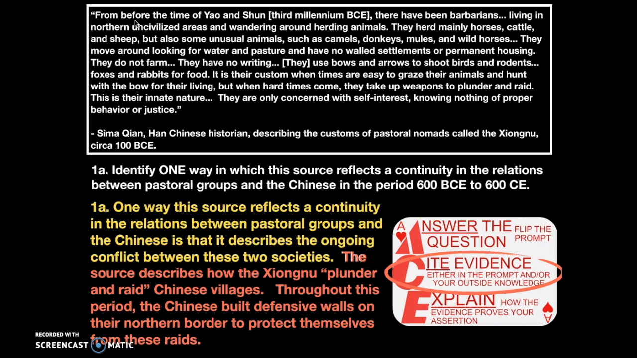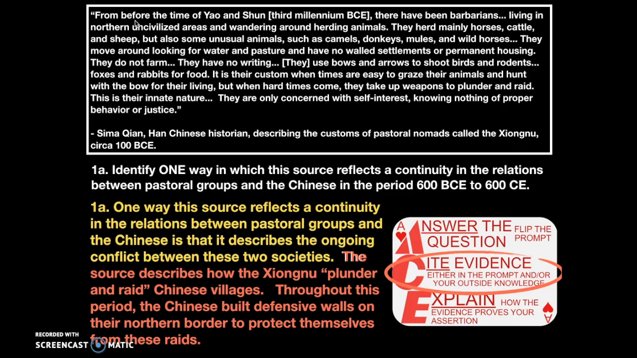And so here we see the source describes how the Xiongnu plunder and raid Chinese villages. Notice I took a very short quote from the passage in which I'm citing evidence from, in this case, this primary source. So whenever you quote as a way of citing evidence, only maybe 3 to 5 words max. Notice how we're also including some outside evidence.